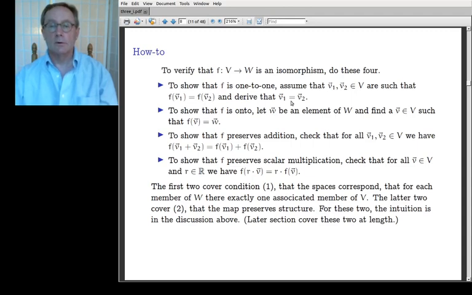To show that a function is onto, you take a generic vector from the codomain W, and you find a vector from the domain that maps to it. And again, we're going to do lots of examples of all this stuff. To show that a function preserves addition, we have to check that f of v1 plus v2 equals f of v1 plus f of v2. Lots of examples. And to show that f preserves scalar multiplication, we have to check that f of r times v equals r times f of v.